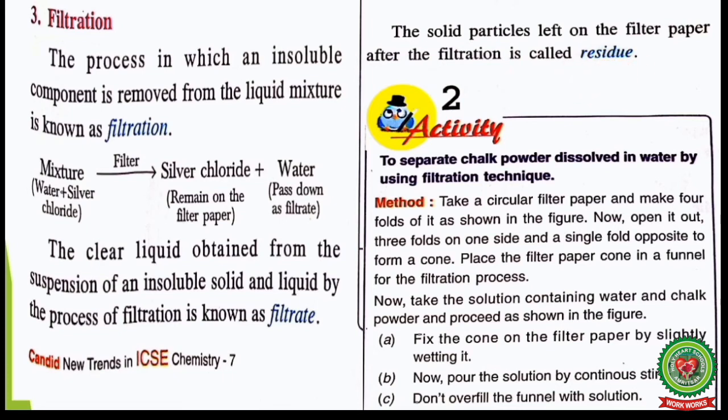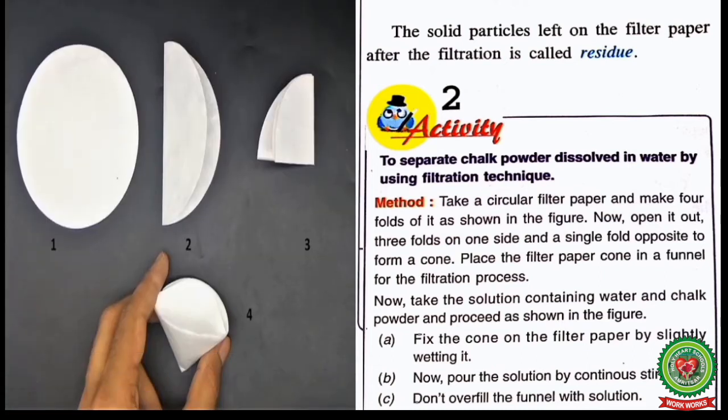Next, there is activity number 2, which says to separate chalk powder dissolved in water by using the filtration technique. Method: take a circular filter paper and make 4 folds of it. Students, we will take a circular filter paper as shown in figure 1 and we will fold it in half as shown in figure 2. Then we will fold the folded filter paper again as shown in figure 3.